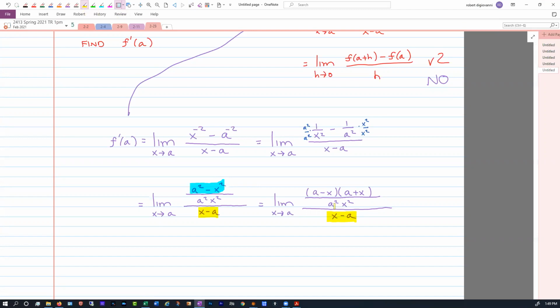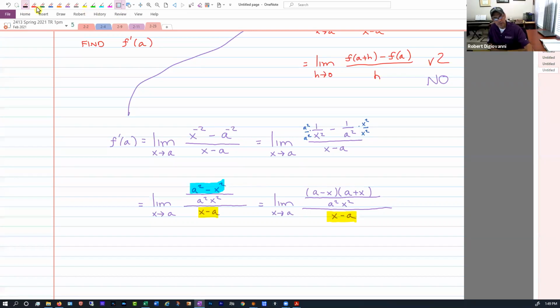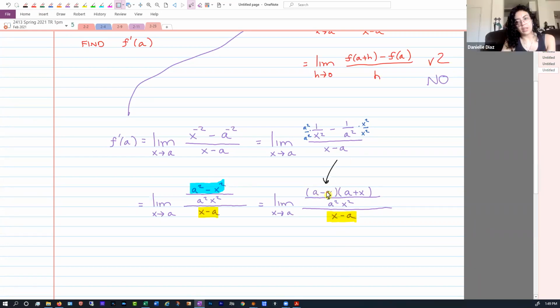Well, isn't the top the same, it's just reversed, right? Yeah, exactly. So do you remember how we can fix that? Does everyone see that this is almost this, right? Okay, this a minus x is almost x minus a. So anyone remember how we can make this x minus a? Pull out a negative, right? Pull out a -1.